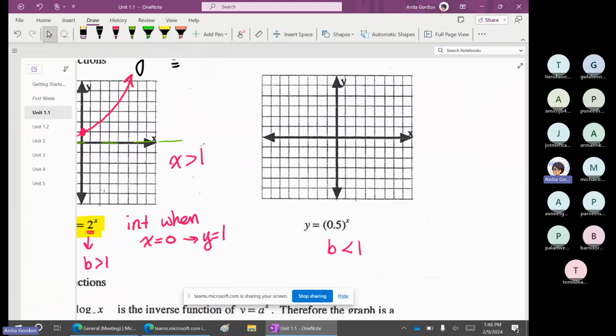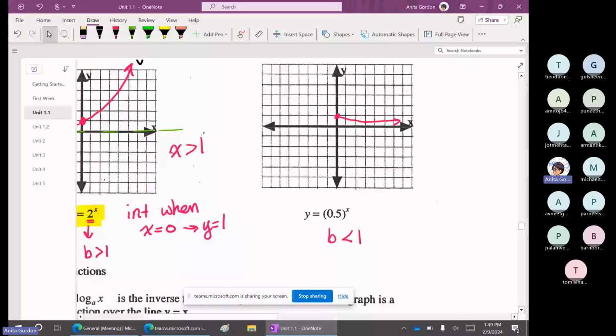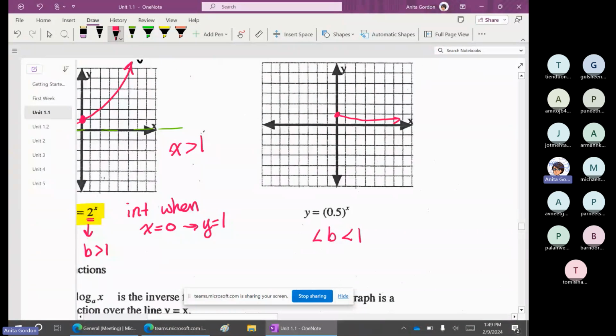So again, when x is 0, I have an intercept of 1. That's my key point, it doesn't change. But now, as my x gets larger, I have decay, meaning it's getting smaller. We call this decay. When the base of an exponential is between 0 and 1, essentially, I want a small fraction rather than a large fraction, right?